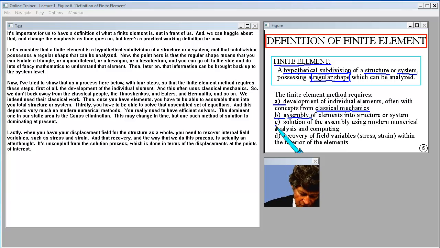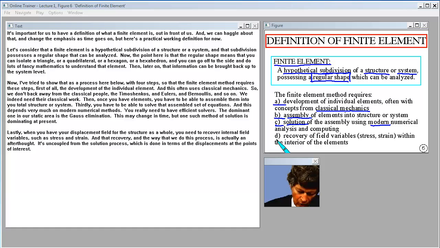Thirdly, you have to be able to solve that assembled set of equations, and this depends very much on modern numerical methods. You really need to have efficient solvers. The dominant one in our static area is the Gauss elimination. This may change in time, but one such method of solution is dominating at present.